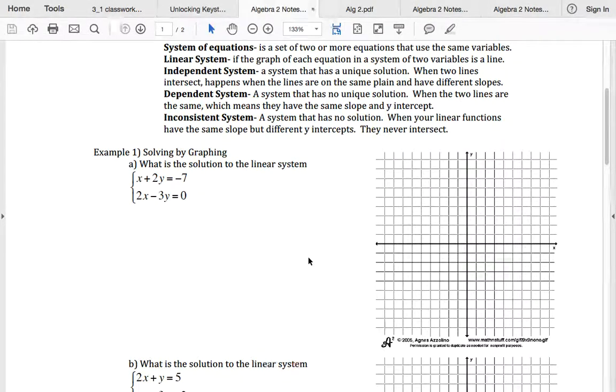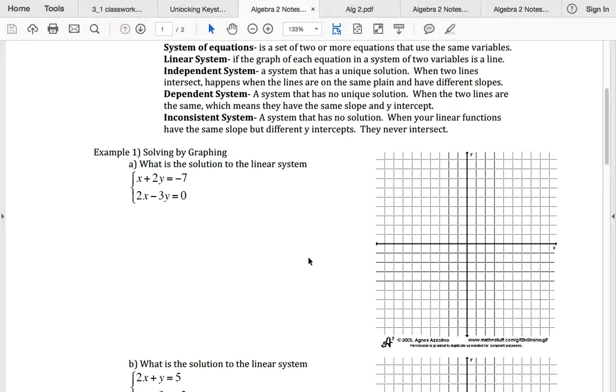An independent system is a system that has a unique solution. When two lines intersect, it happens when the lines are on the same plane and have different slopes. So an independent system is always going to be where they intersect. All right. So two lines intersect. Dependent system has no unique solution. So what this means is that we're going to have parallel lines, same slope, different y-intercept.